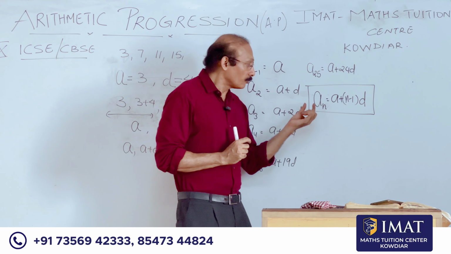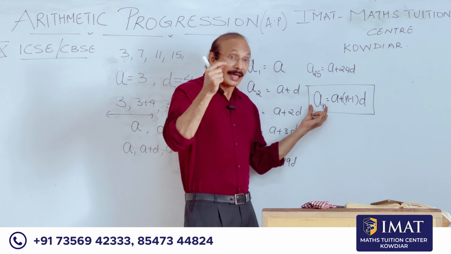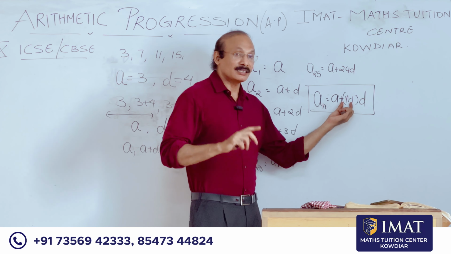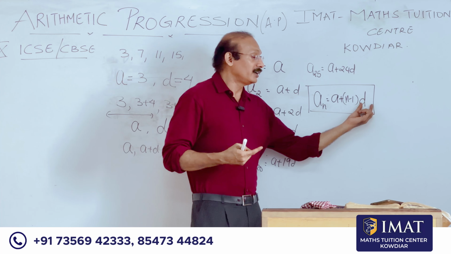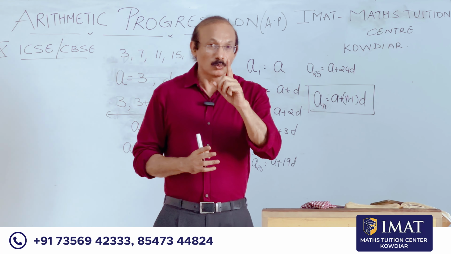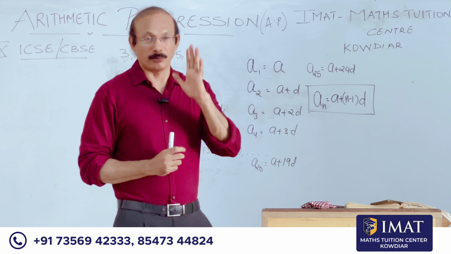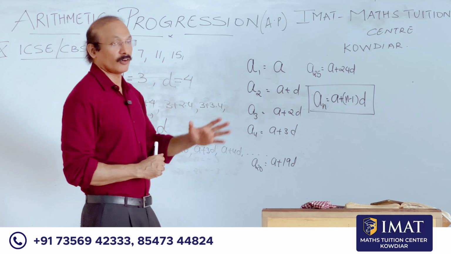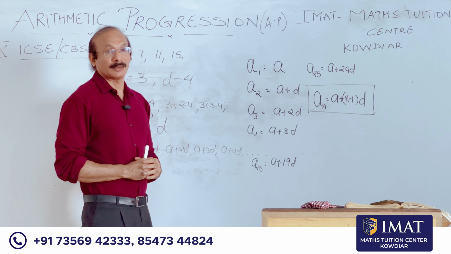Let me make it a little more clear. An stands for the nth term. A is the first term. N is the number of terms. D is the common difference. So let us do one question. Let me try one question based on this particular formula. Now this is a very good formula for this particular chapter.